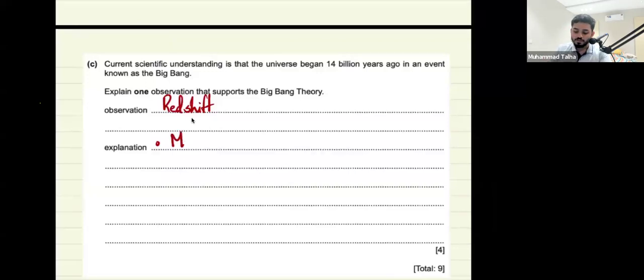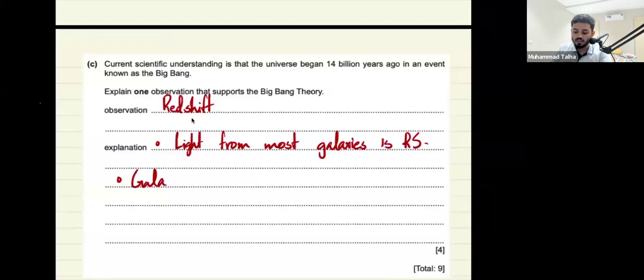So you say that most galaxies, so light from most galaxies, is redshifted. And another observation is that galaxies further away have light which is even more redshifted.